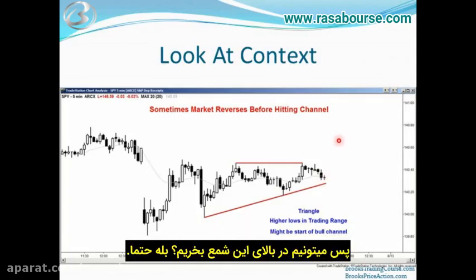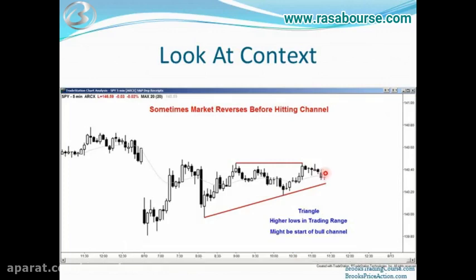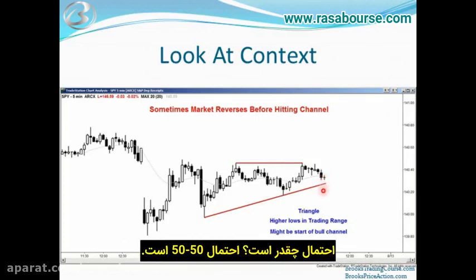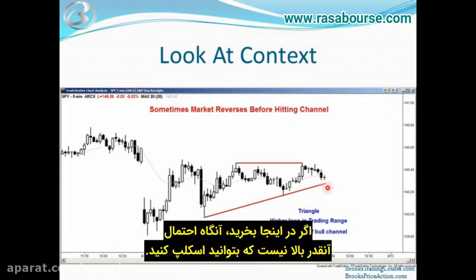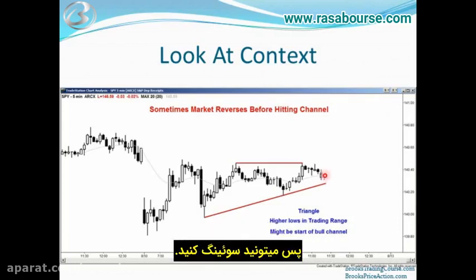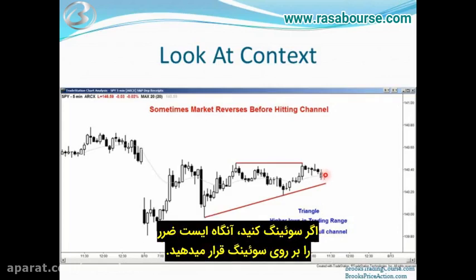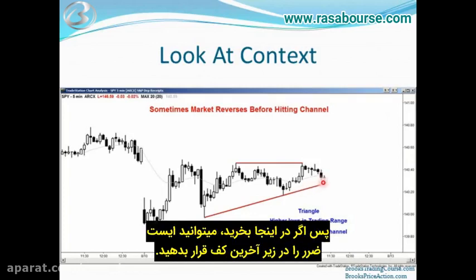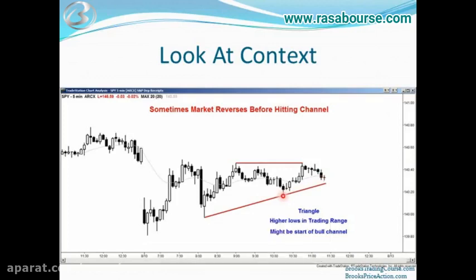So is it okay to buy above this bar? Sure. What's the probability? Maybe 50-50, right? If you take this buy, the probability is not high enough for a scalp. So you're taking it for a swing. If you're taking it for a swing, you're using a swing stop. So if you take that buy, I probably would put the stop above the most recent higher low.